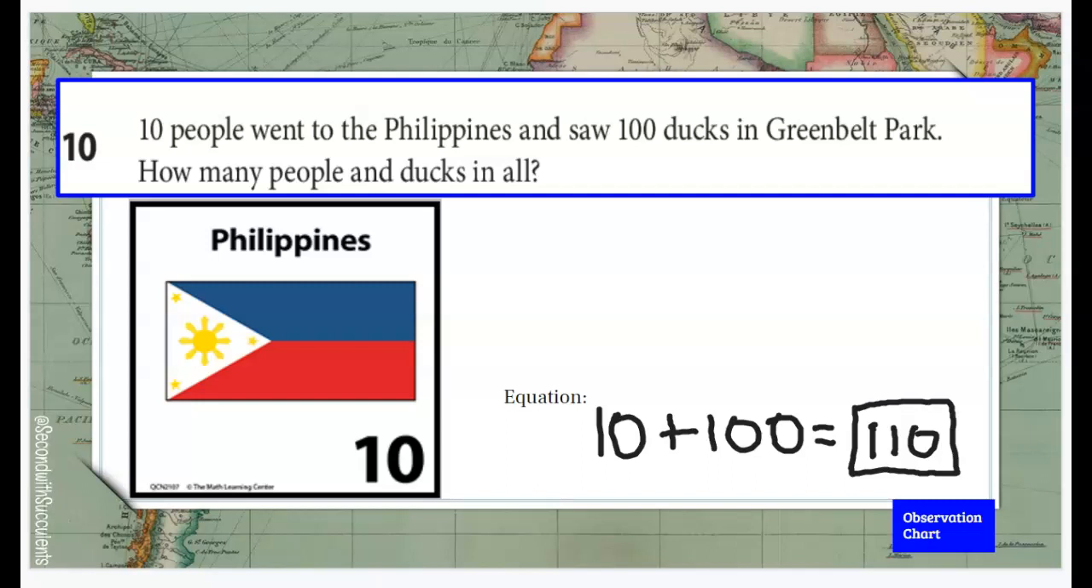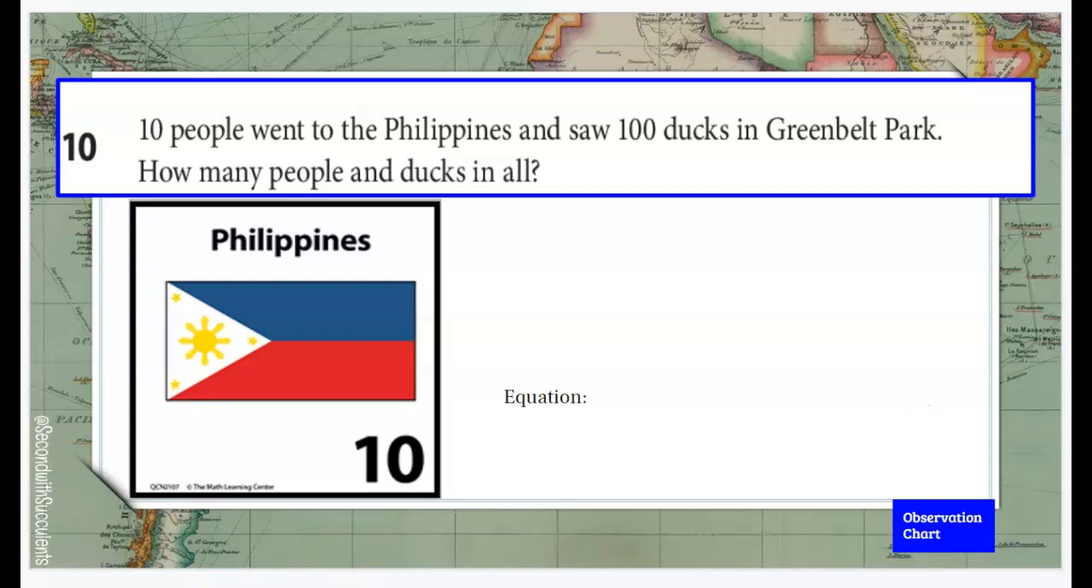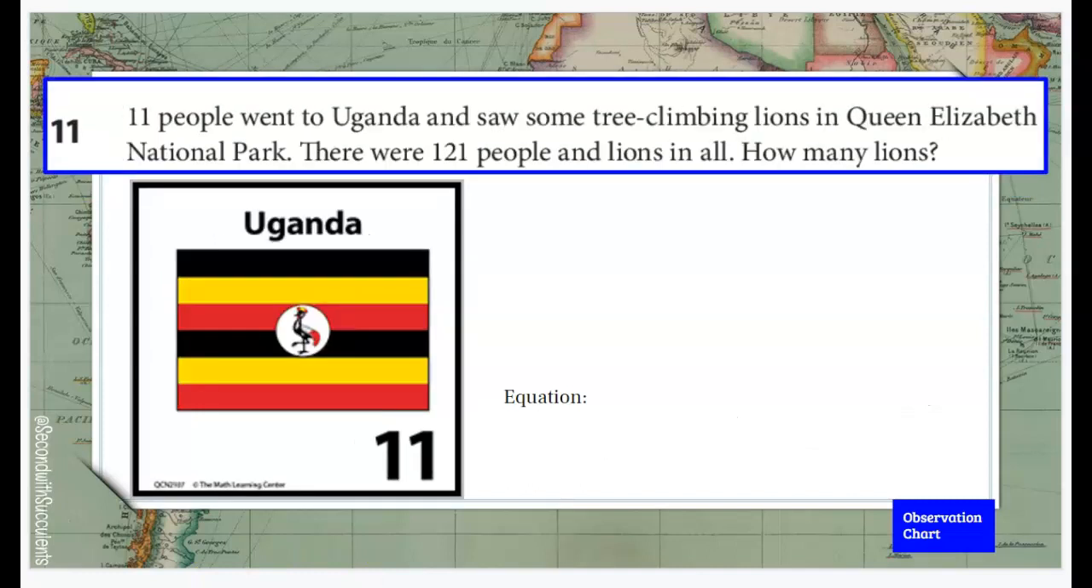Let's look at our next equation or story problem. Listen on the first read. 11 people went to Uganda and saw some tree-climbing lions in Queen Elizabeth National Park. There were 121 people and lions in all. How many lions? You can write your equation as I read this the second time, using a box for your missing part.